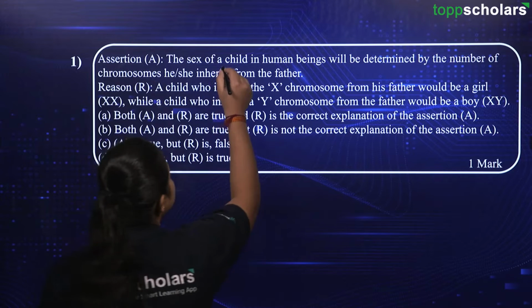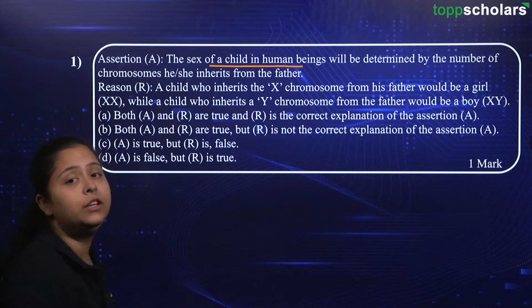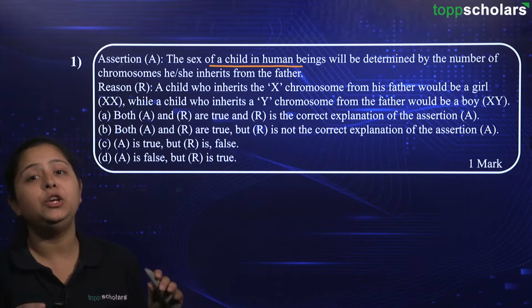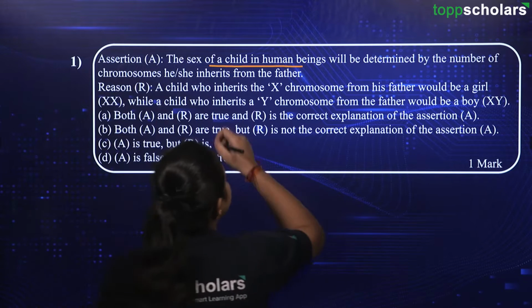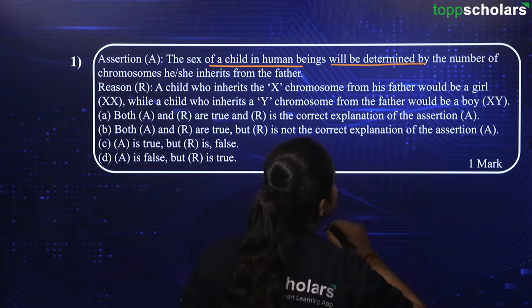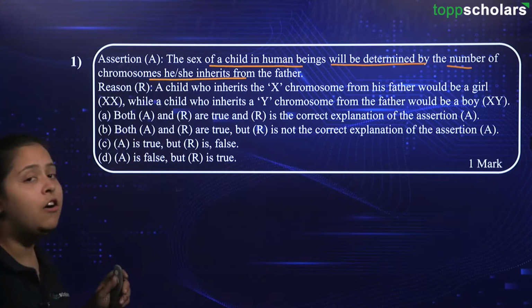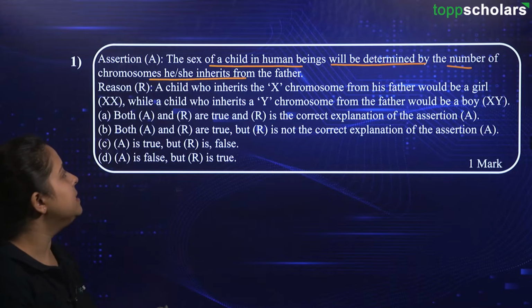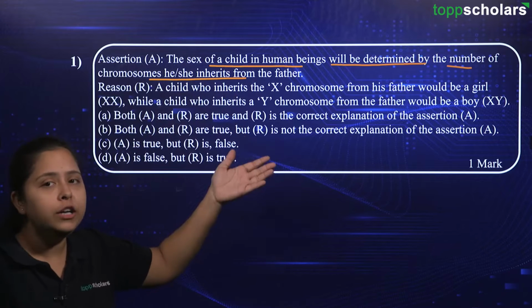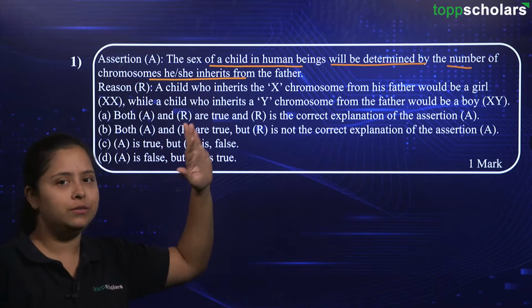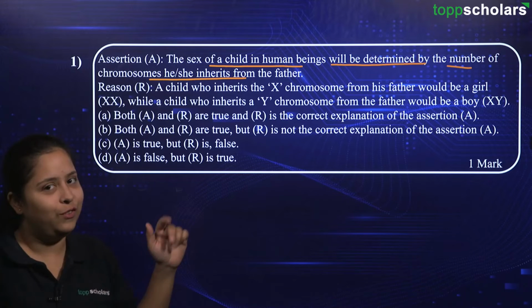The question says, in assertion, the sex of a child in human beings. Okay, so here the topic is sex determination in human beings. That is covered in your chapter, right? So it says that the sex of a child in human beings will be determined by the number of chromosomes he or she inherits from the father. Okay, so here is a piece of information given to you. You need to think upon whether the statement is correct or not. So you may take a while and pause the video and guess the correct answer for this question.